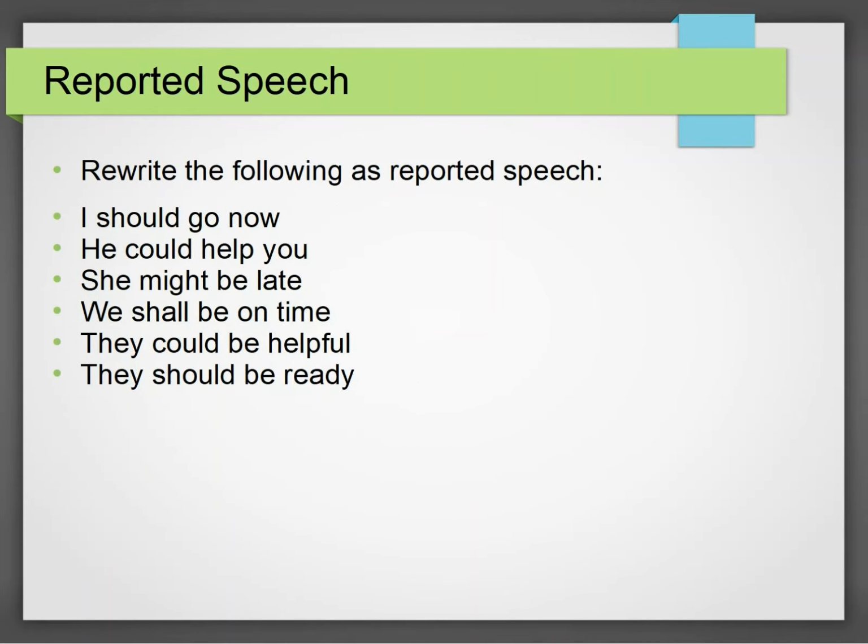And finally, just a few more just to ensure that we understand this principle of reported speech, because it's such a vital thing. Whenever you're writing a story, or whenever you're writing an article or a newspaper report, for example, these are all examples of when we would use reported speech. And so it's absolutely crucial to get this right.